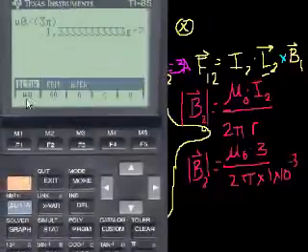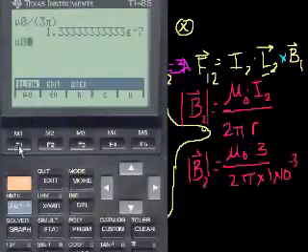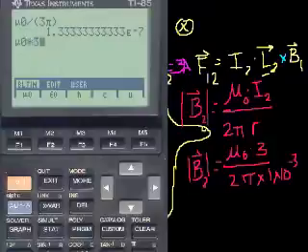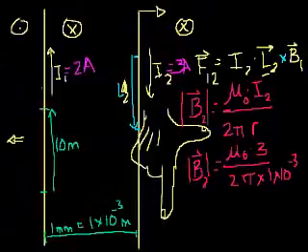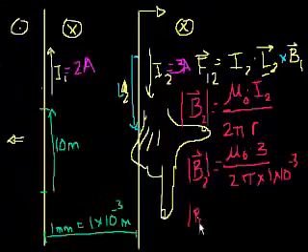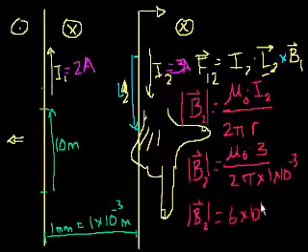We already have the permeability of a vacuum there, so let's write that down. Permeability of a vacuum times 3 divided by 2 pi times 1e minus 3. And I get, the answer will be in Teslas, 6e minus 4 Teslas. So the magnitude of the magnetic field there, created by current 2, is equal to 6 times 10 to the minus 4 Teslas. Now what's the direction of that magnetic field?